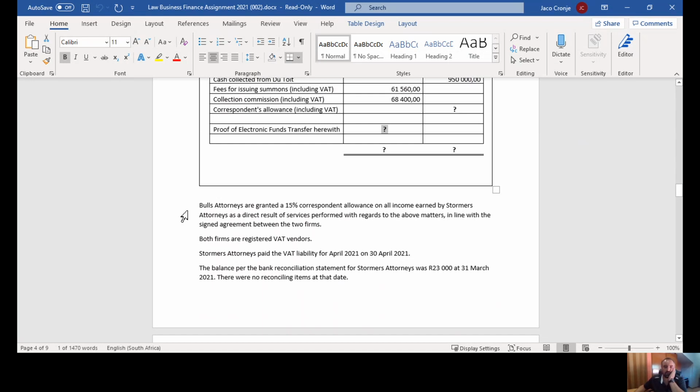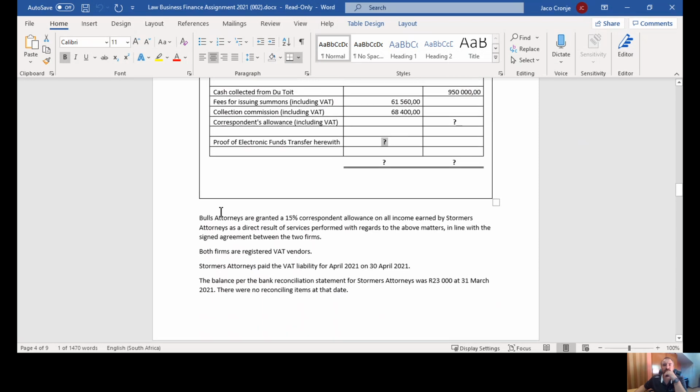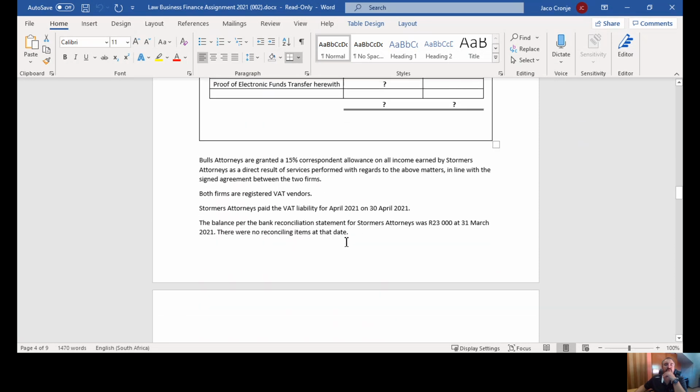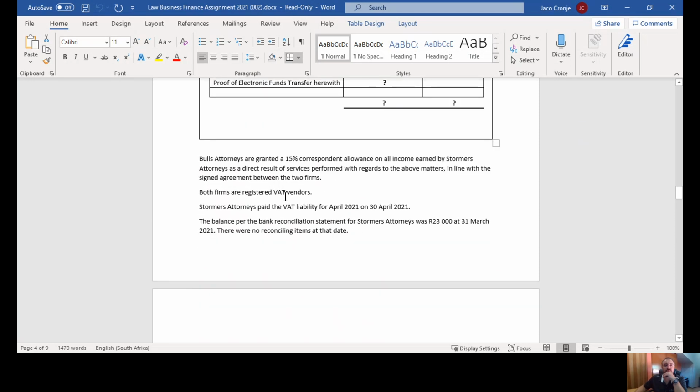Bull's attorneys are granted a 15% correspondent allowance on all income. So again, I've said the 15% is applicable to both of those amounts. Attorneys as a direct result of services performed with regards to the above matter, in line with the signed agreement between the two firms. Both firms are VAT registered, and Stormer's attorneys pay the VAT liability. So make a note here so that you don't forget to do that.